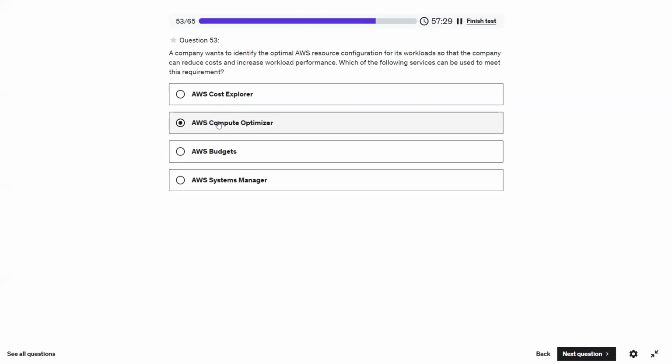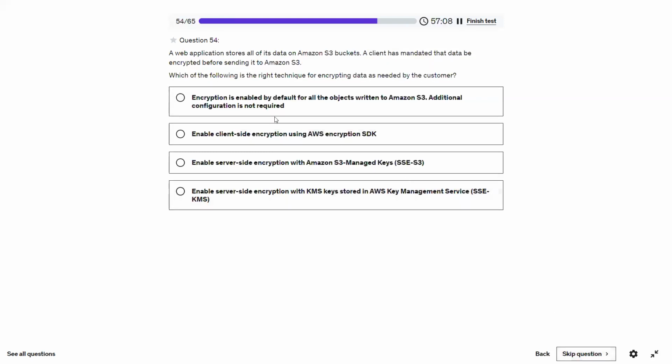So this optimizer will scan our EC2 and Lambda and will recommend to us: you are using very little, only a low amount for this application, but you have allocated this amount of memory, so better try to migrate your application to a lower instance, and it will reduce the cost. So that is Compute Optimizer.